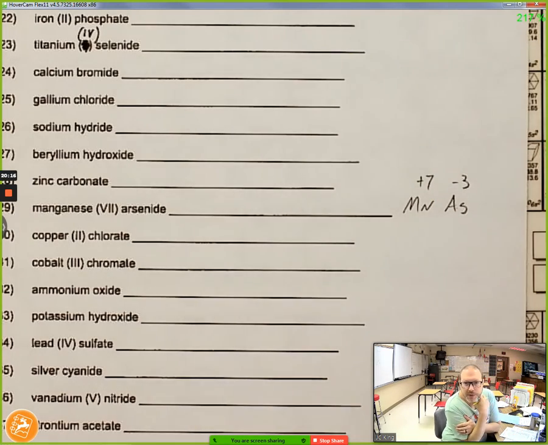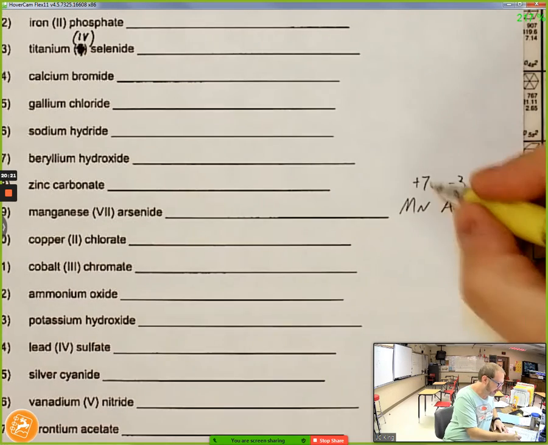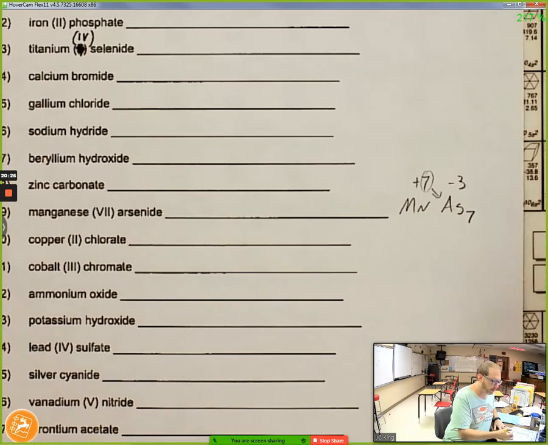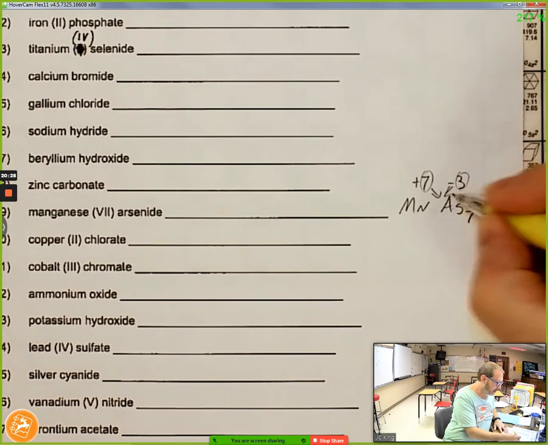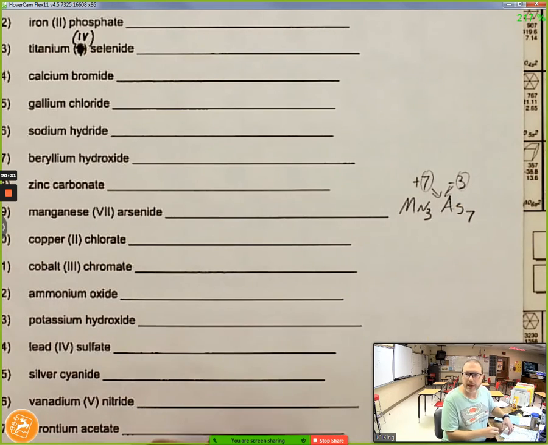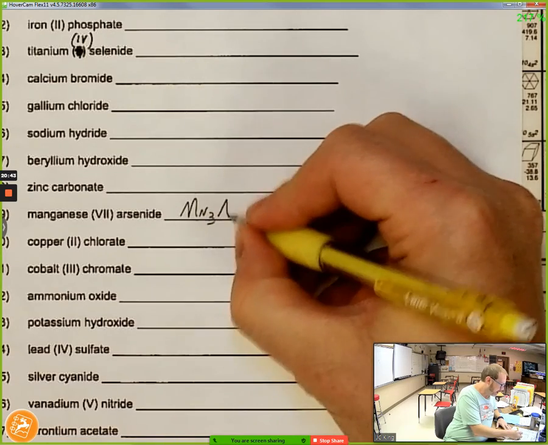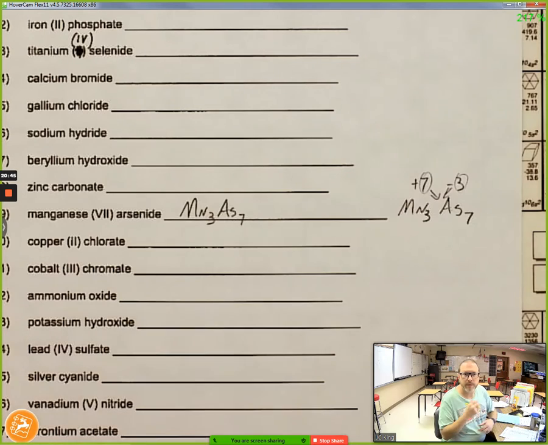Now, we're going to use the crossing over trick to write the formula for this. I'm going to take this 7, I'm going to cross it down here. I'm going to take this 3, and I'm going to cross it down there. I'm going to see if I can reduce that proportion, and I cannot reduce a proportion of 3 to 7. So that's my answer. It's just going to be Mn3As7. Okay, it's just that easy.